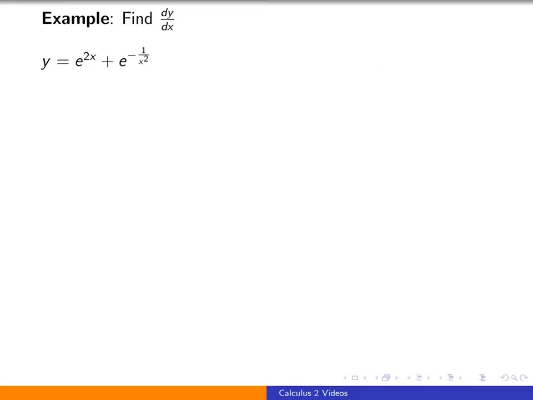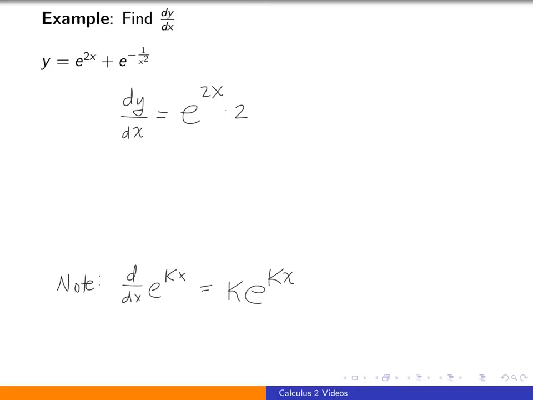One last differentiation example, and hopefully this is starting to feel familiar. So using the chain rule for each of these terms. So for e to the 2x, when we differentiate, you say derivative of the outside, evaluated at the inside, times the derivative of the inside. So note, in general, if you want to differentiate e raised to a constant times x, this is always going to be, by the chain rule, k e to the kx.